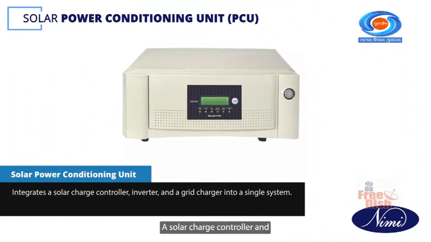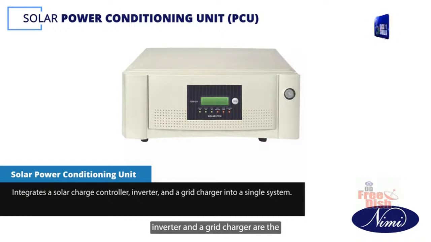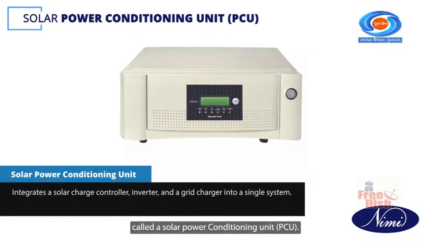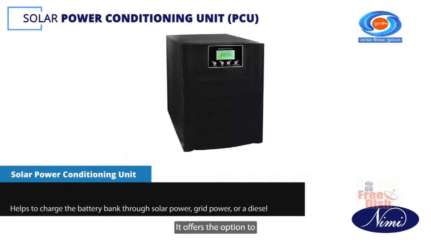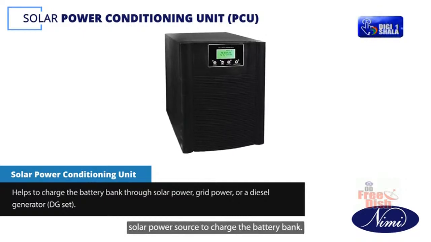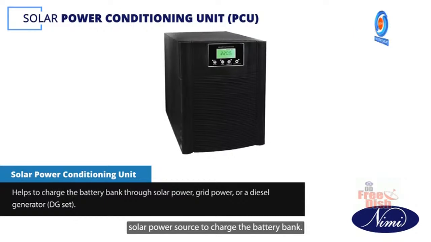A solar charge controller, an inverter, and a grid charger are the components of an integrated system called a Solar Power Conditioning Unit (PCU). It offers the option to use a grid or DG set or a solar power source to charge the battery bank.